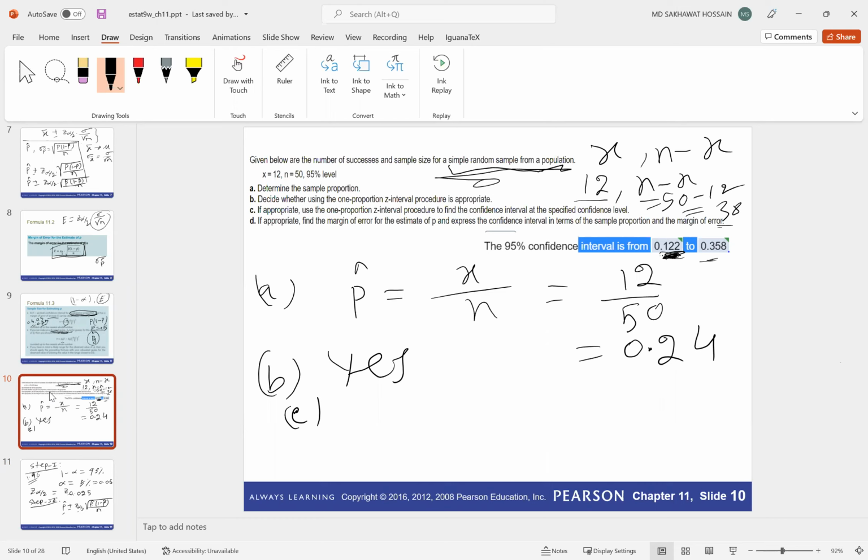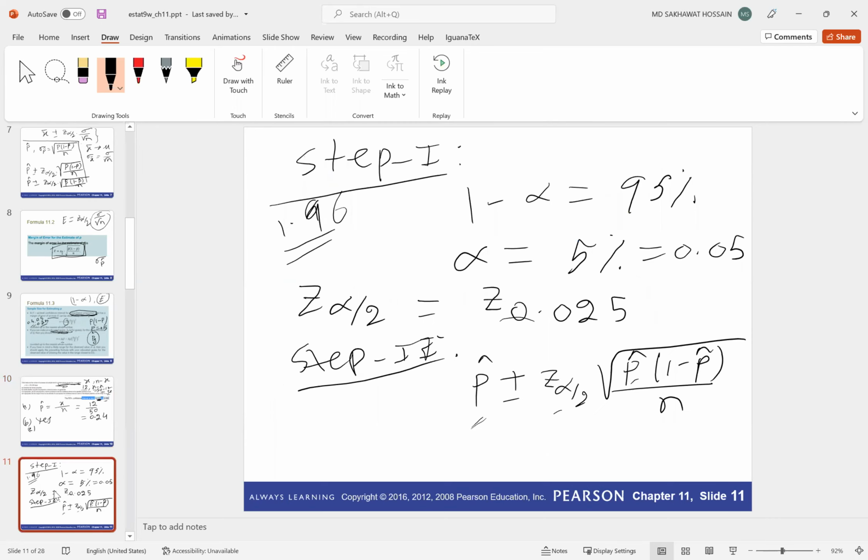Okay, part D: if appropriate, find the margin of error for the estimate of p and express the confidence interval in terms of the sample proportion and the margin of error. So basically, you will write this value and this value. That means p hat plus minus E. So you will be writing the confidence interval like this: p hat plus minus E for part D.